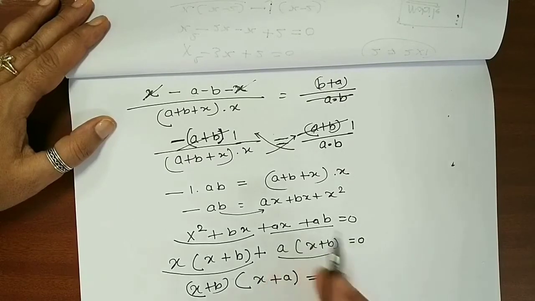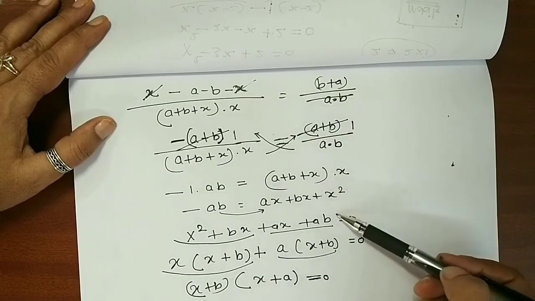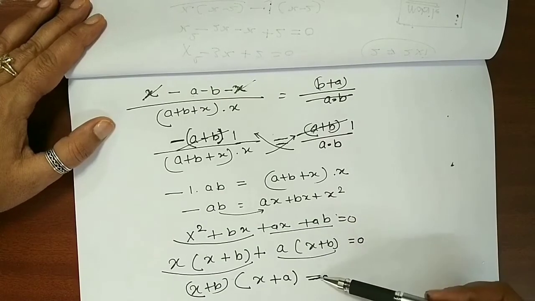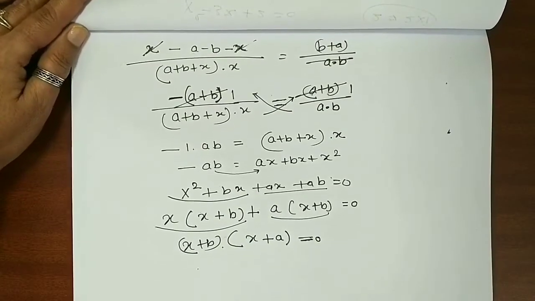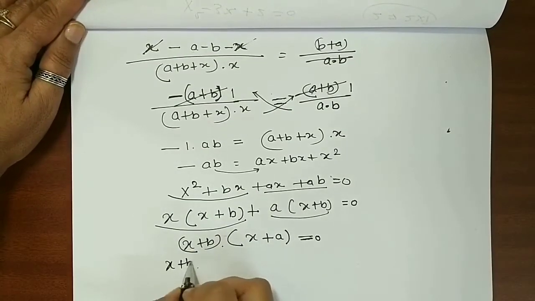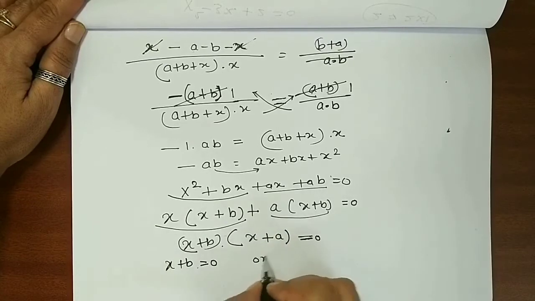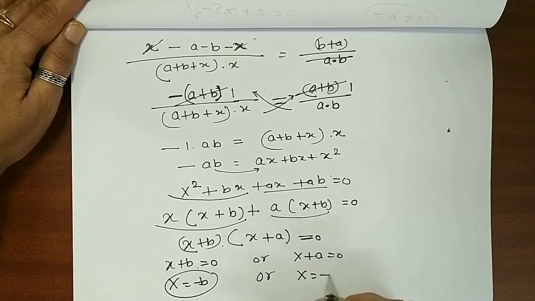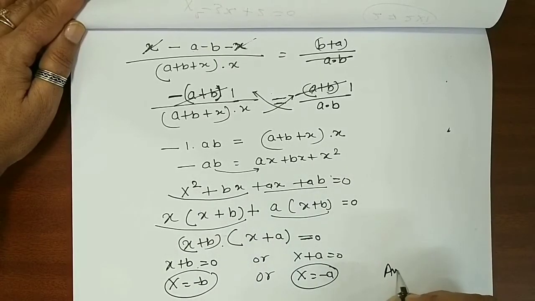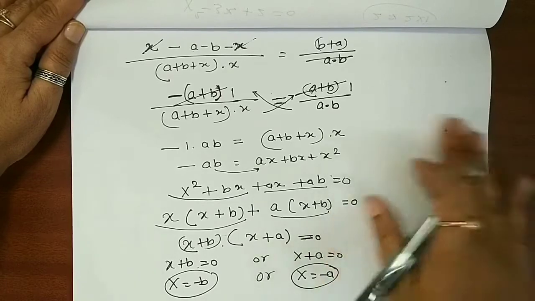So first I got the quadratic equation, then I factorized, and after getting factors, what is the step to get the solution? To get the solution, I have to put either x plus b is 0 or x plus a is 0. So here x will be minus b or x is minus a. This is my final answer. I hope you got it guys.